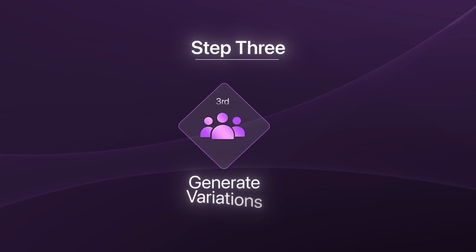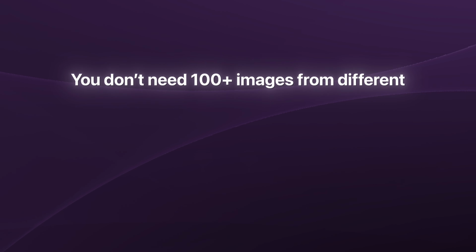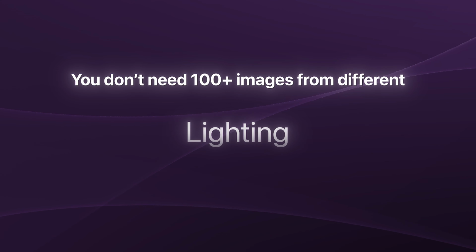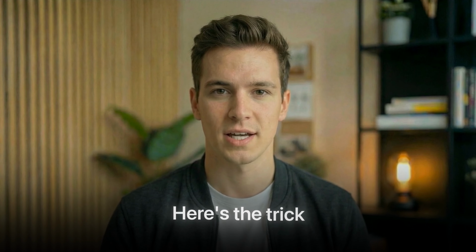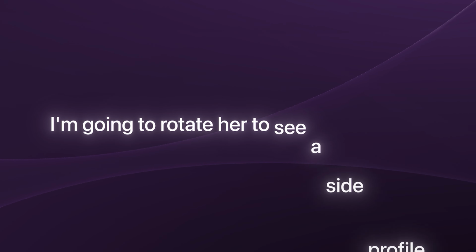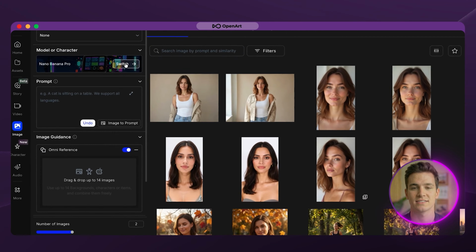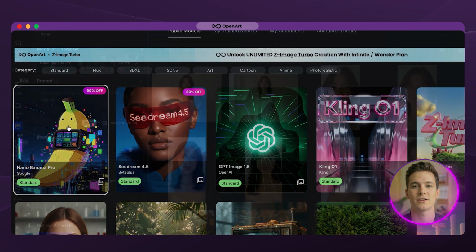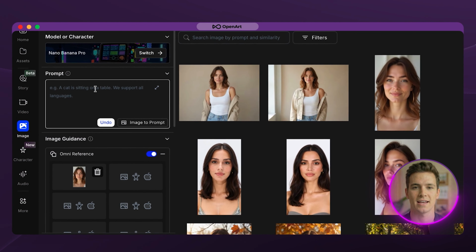Step 3. This is where character consistency actually happens. You don't need 100 plus images of this person from different angles, lighting, and expressions. 4 good images are enough. Here's the trick. I'm going to rotate her to see a side profile. But watch what I add at the end. First, go to text to image in OpenArt. Click on Nano Banana Pro model. This is the most realistic model for our AI influencer.